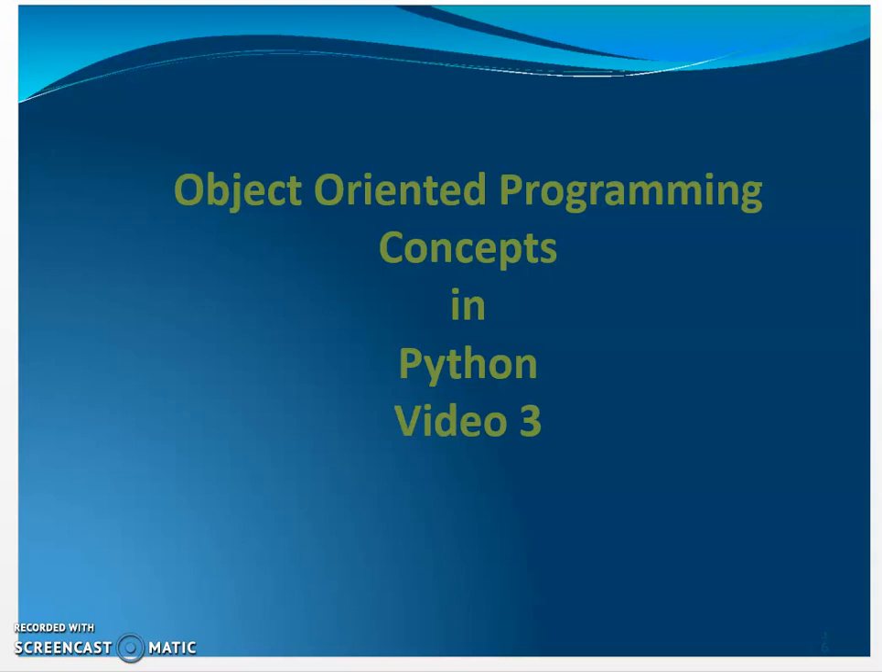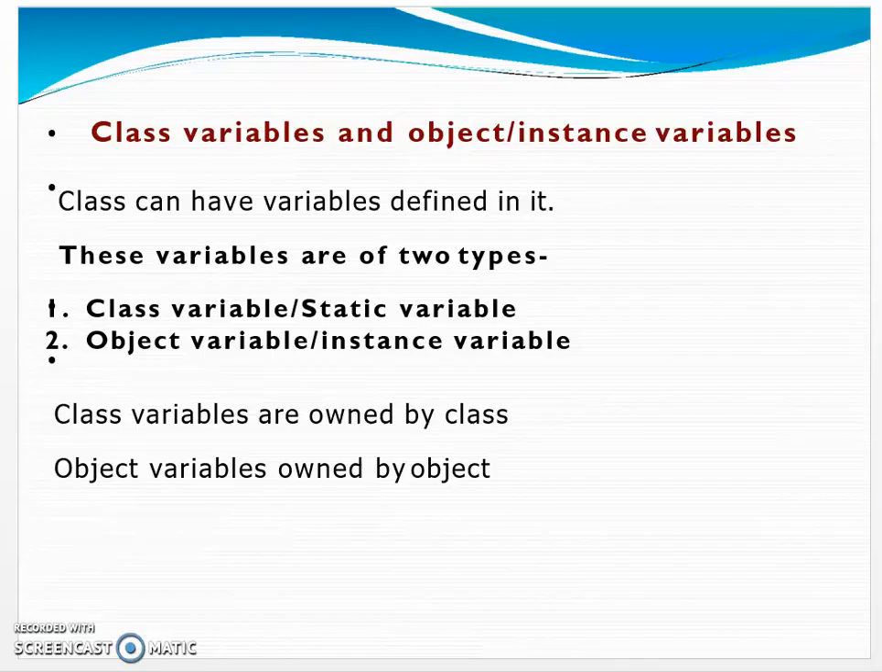Hello my dear student, this is my third video on object-oriented programming concepts in Python. So first, in this video we are going to learn about different types of variables and methods available in object-oriented programming language. So first, class is nothing but the combination of data members and member functions. So these data members are nothing but the variables.